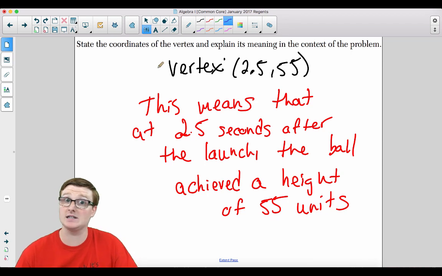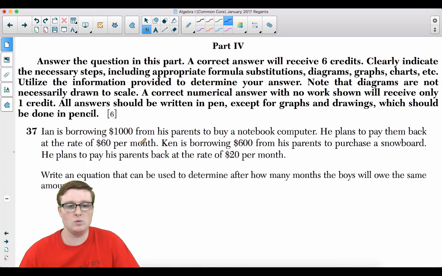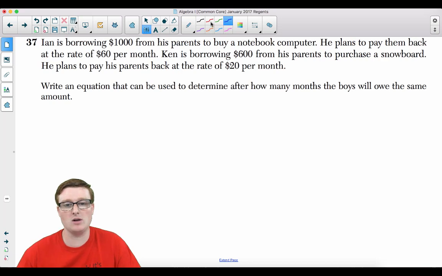And that is your explanation to that question. All right. Moving on to the final question on this exam. Here we go. Ian is borrowing $1,000 from his parents to buy a notebook computer. He plans to pay them back at a rate of $60 per month.